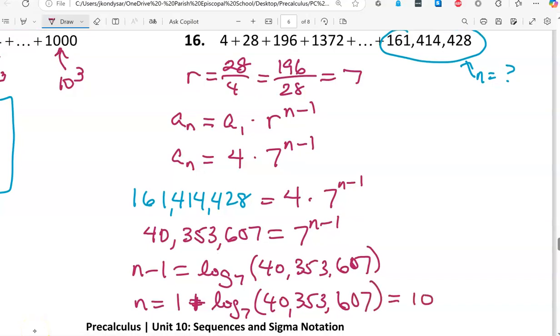That should give us an n value of 10. So in this case, when we write in sigma notation, this is the summation of the general term 4 times 7 raised to the n minus 1 as n goes from 1 to 10.